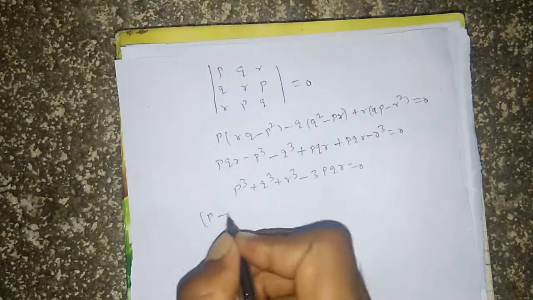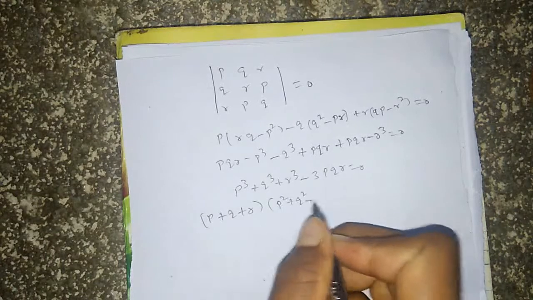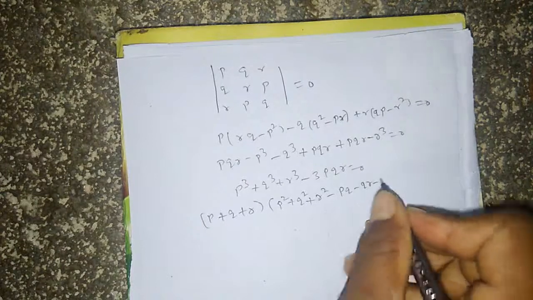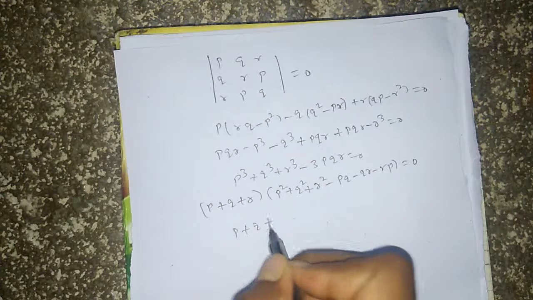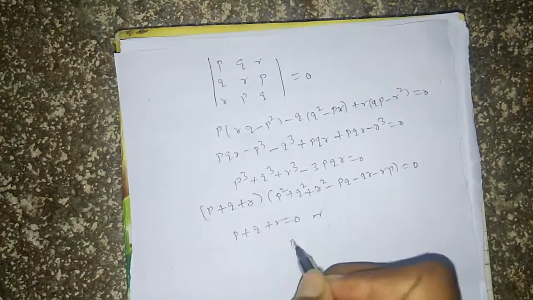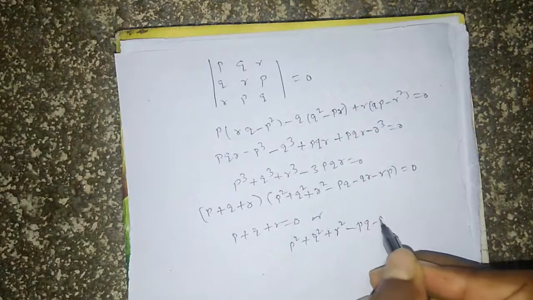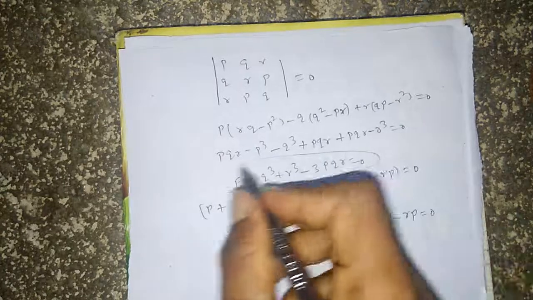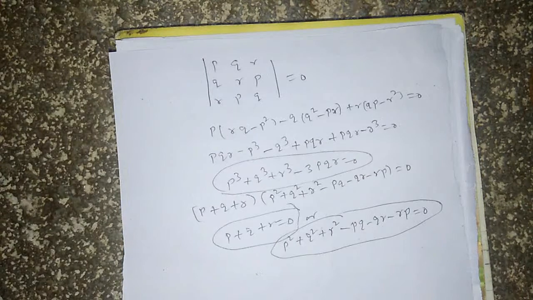So this can also be written as (p + q + r)(p² + q² + r² - pq - qr - rp) = 0. This implies p + q + r = 0 or p² + q² + r² - pq - qr - rp = 0. So any of these three conditions are the conditions.